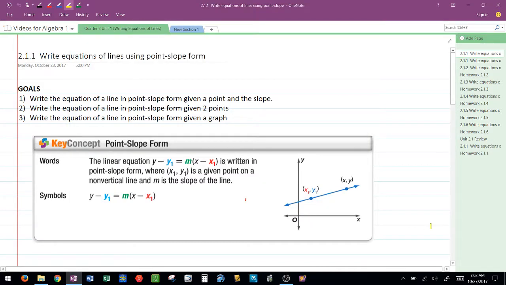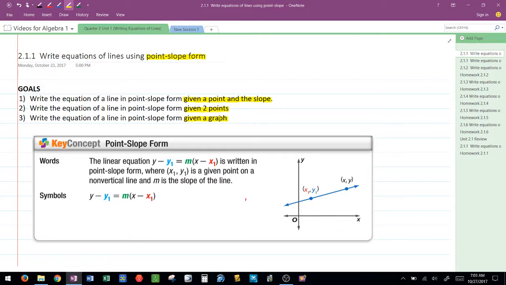This is lesson 2.1.1, which is called Writing Equations of Lines Using Point-Slope Form. So we're going to be looking at this particular form of a line. We have three goals. We want to be able to write the equation of a line. Number one, if we're given a point and a slope. Number two, if we're given 2 points. Number three, if we're given a graph. So how do we write the equation of a line in point-slope form given one of those three scenarios?